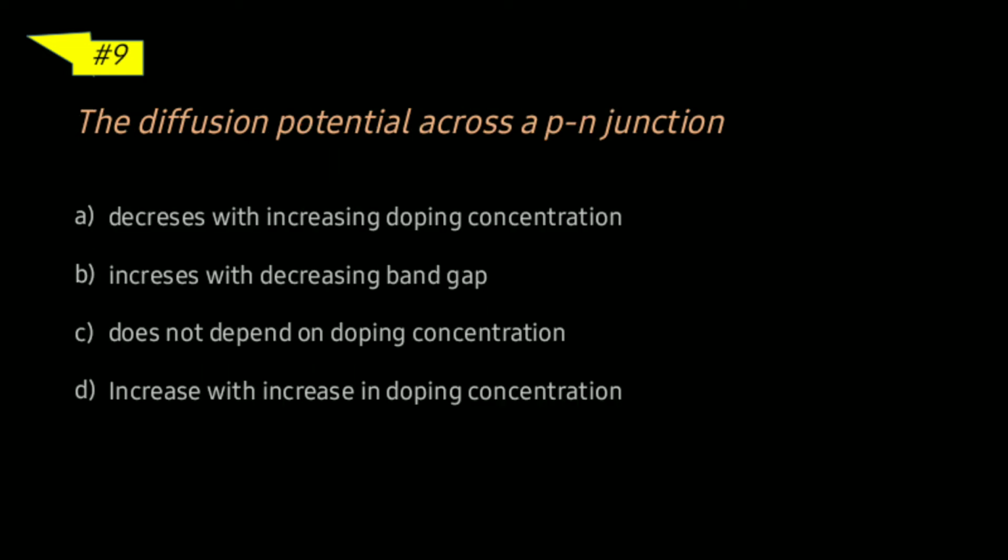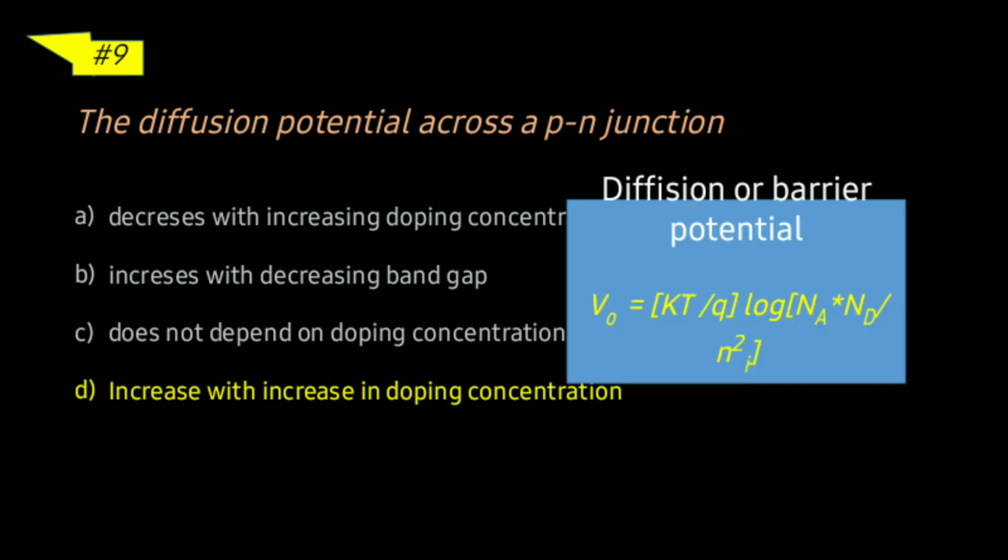Next question is, the diffusion potential across the PN junction decreases with increasing doping concentration, increases with decreasing band gap, does not depend on doping concentration, or increases with increase in doping concentration. So the answer for this is the fourth option, that is increases with increase in the doping concentration.